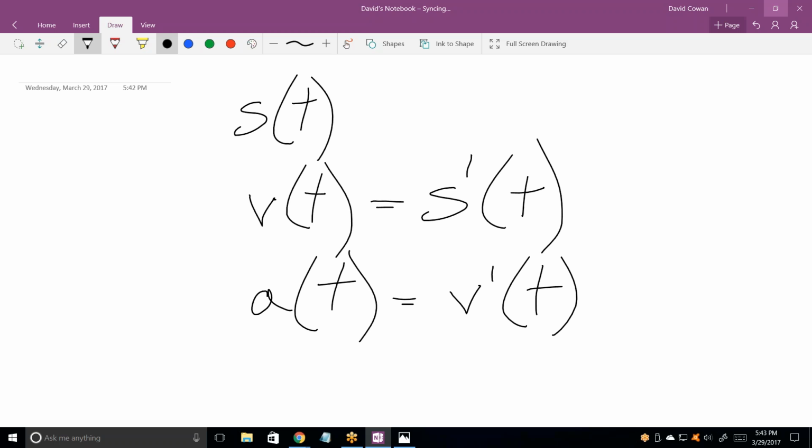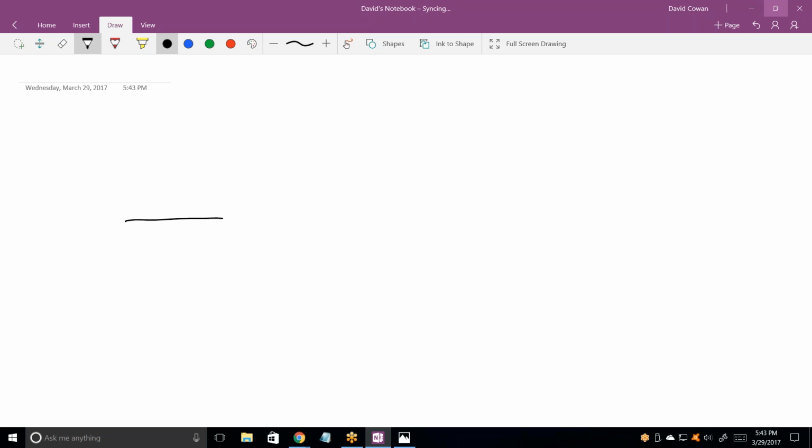Now, what do I mean by position? Well, let's take a case where we have the x-axis and a particle moving back and forth along the x-axis. We'll say it starts there. And this is actually a function of time, not x.